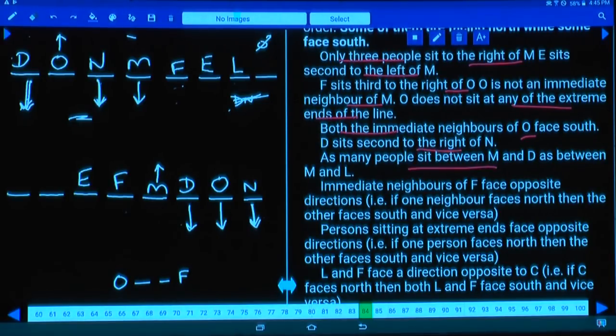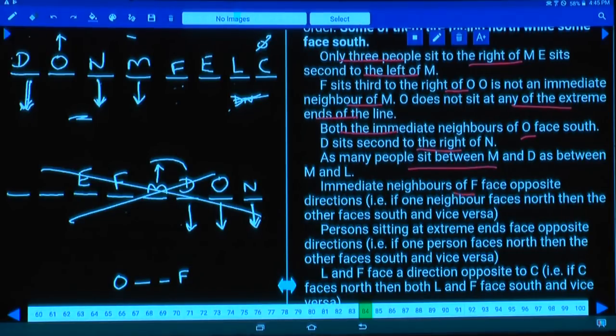Then who is the person left over here? C is the person left over, C will be here. Now between M and D how many persons are there? There is no person. Hence between M and L we should not have any person. L and M must be adjacent, which is not possible, and the second case is completely ruled out. Now we are left with only the first case.